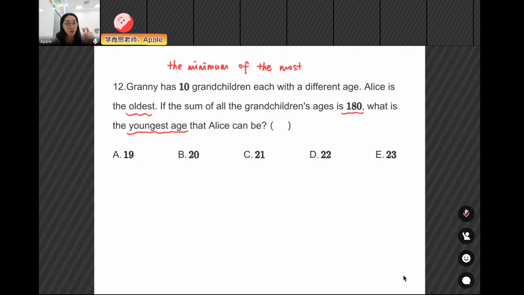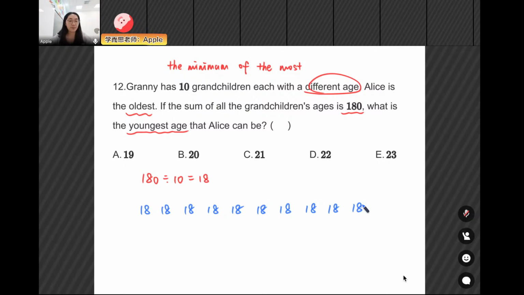Okay. So firstly, maybe we can try to figure out the average. So here for the average, that is 180 divided by 10, which is 18. But can all the children just be 18 years old? No, they must have different ages. So here, let's have a look. How can we change these numbers? Okay, let me just show you, there are 10 numbers, 18. And then you will see that to make sure that the difference is as small as possible, all the numbers should be very close to 18, right?